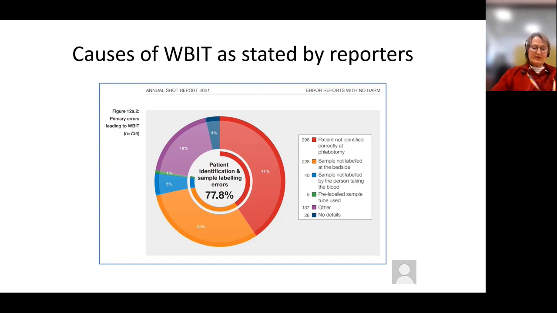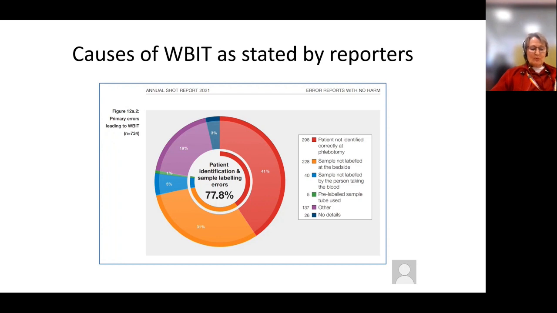And the 2 main causes every year really come out as failure to identify the patient correctly and labelling the blood samples away from the patient. And quite frequently, these errors do occur together. But remember that failure to identify the patient correctly.